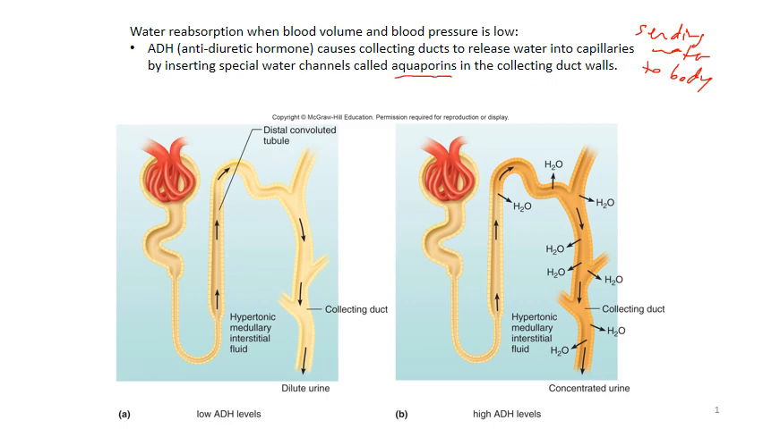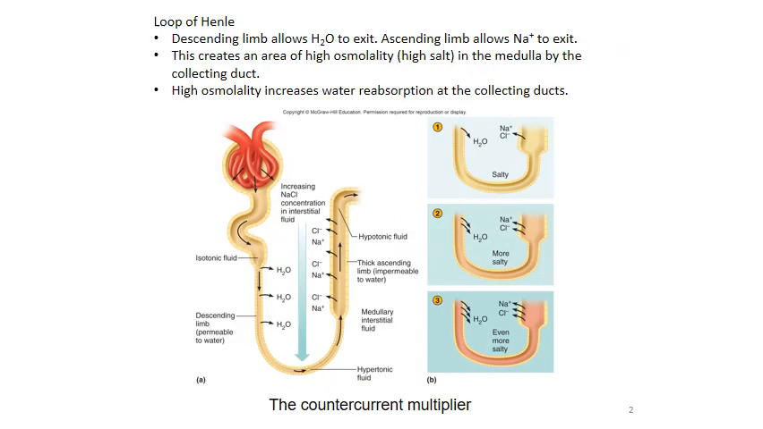So ADH, how it does this is it puts these special water channels called aquaporins in the collecting duct walls. Then the water comes out, and then the water goes into the capillaries that surround the collecting duct, or it could be the vasa recta that surrounds the loop of Henle. For the loop of Henle, we need to know that the descending part allows the water to exit, and the ascending part allows sodium to exit.